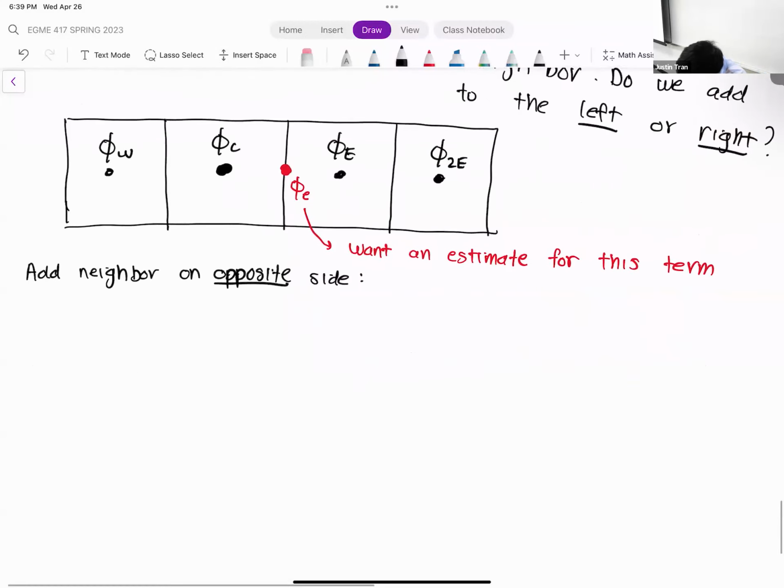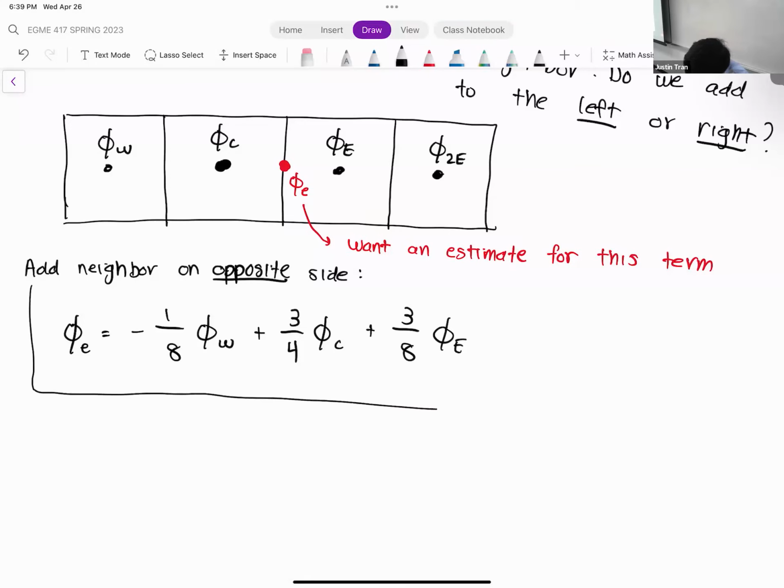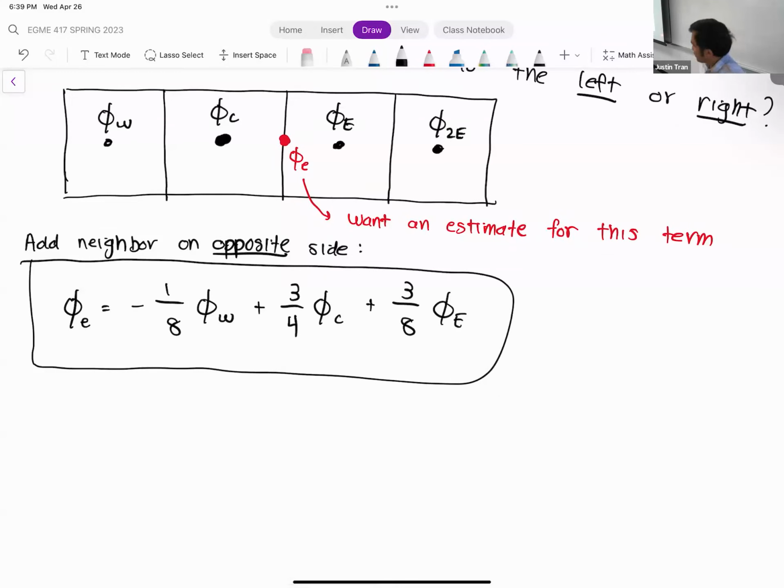In this case, we have phi sub little e equal to minus 1/8 phi sub big W plus 3/4 phi sub c plus 3/8 phi sub big E. You can see here that we have phi sub c and phi sub e, so those two are always present. But then the third neighbor that we added was on the opposite side, that's phi sub w.